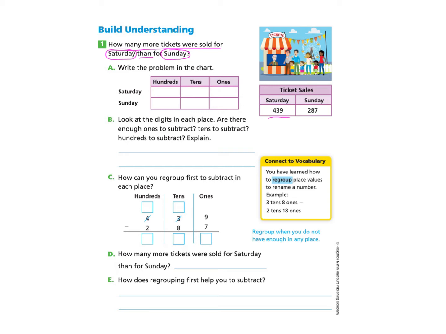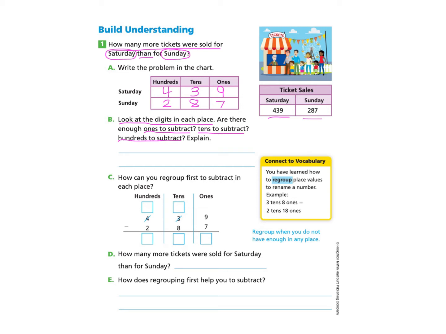For Saturday, we show that there are 439 tickets sold. So that's 4 hundreds, 3 tens, and 9 ones. And then on Sunday, there were 287, meaning there were 2 hundreds, 8 tens and 7 ones. Part B asks us to look at the digits in each place. Are there enough ones to subtract, tens to subtract, and hundreds to subtract? Explain. So we're going to look at each one.